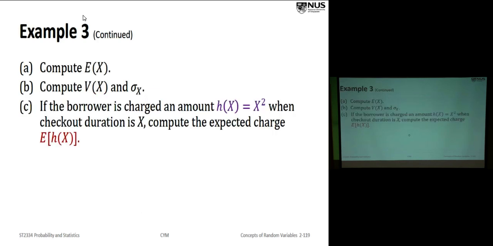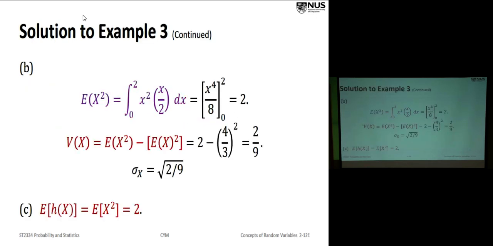Okay, part C. So basically, I want to compute the expected value of x squared. That's what it says. If you just cut through all of this nonsense, this is what you want to compute. It tells you right there. So the expected value of h of x is the expected value of x squared, and we've done it. That's 2. So we save ourselves some calculation, and that is the solution.